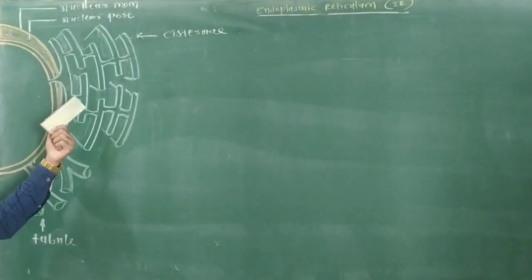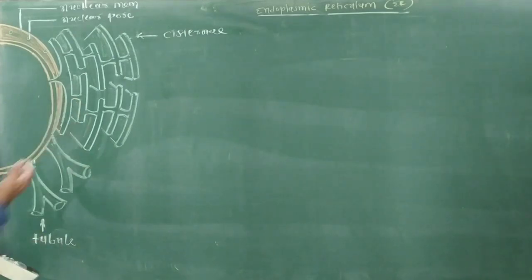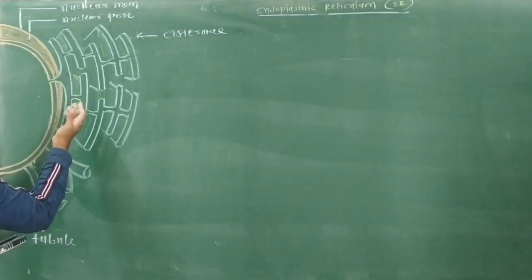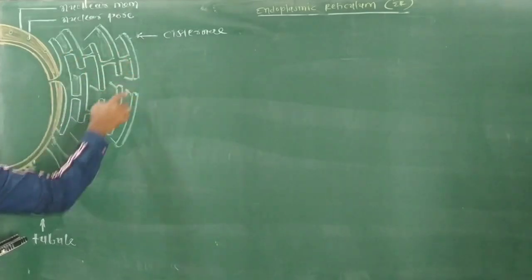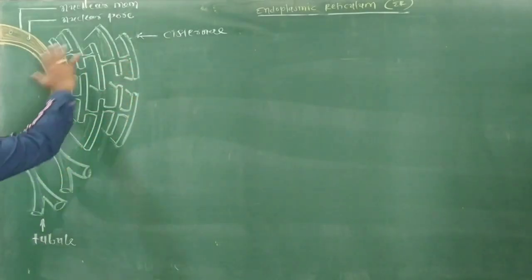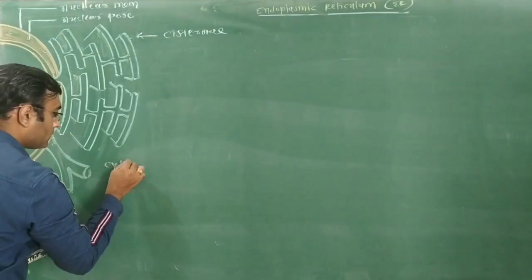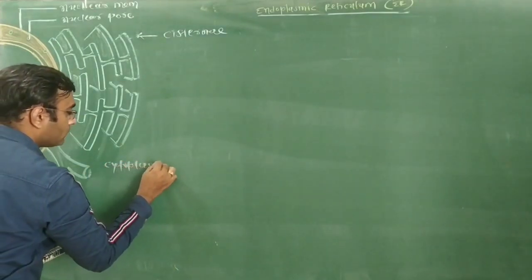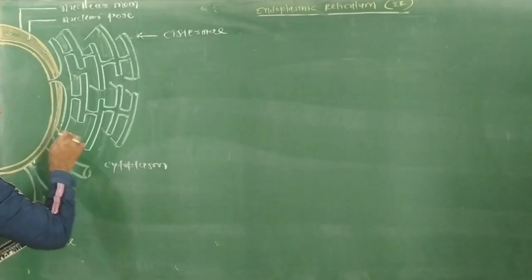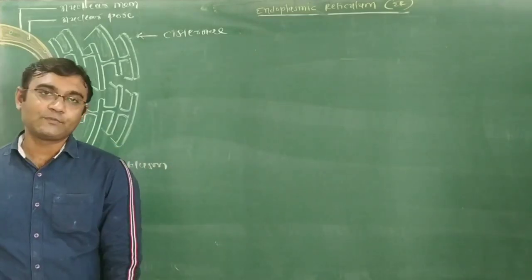What is endoplasmic reticulum? We can see clearly here, this is the reticulum, the network spread within the cytoplasm, from the outer nuclear membrane towards the plasma membrane.